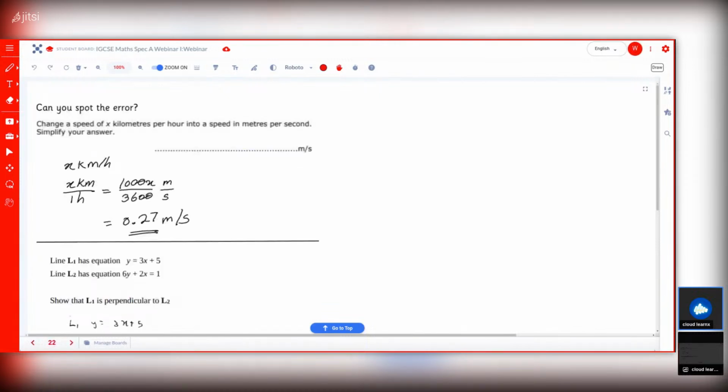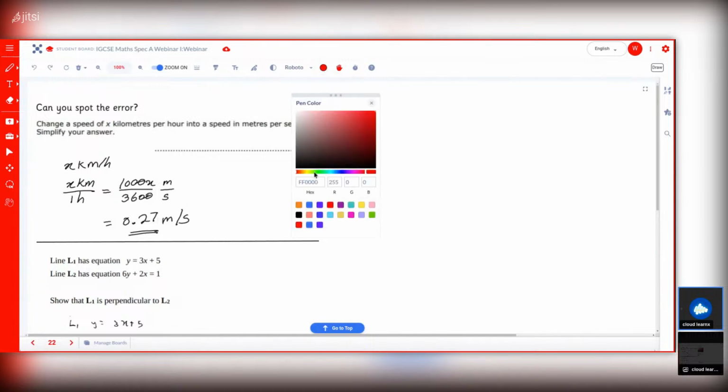Page 22. Change the speed of x kilometers per hour into a speed in meters per second. All right. I think maybe I did the workings here, so I sort of made it look like this could be a typical working. I'm going to fix a few things here.